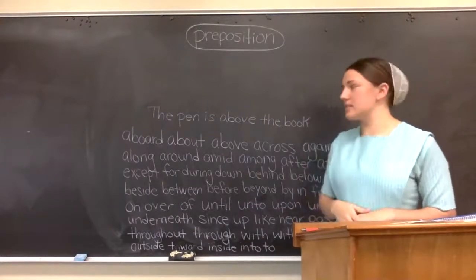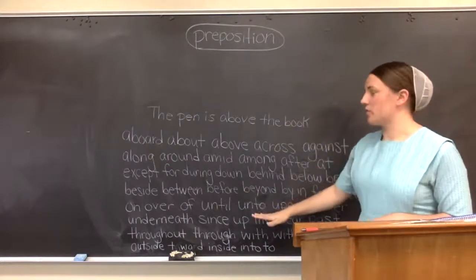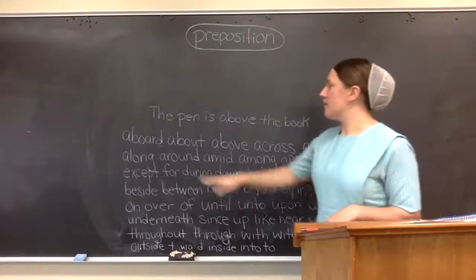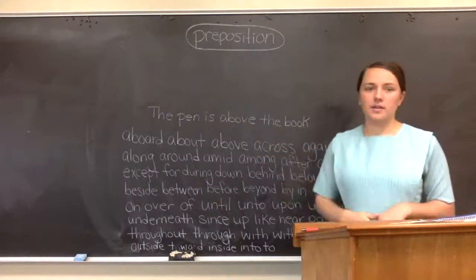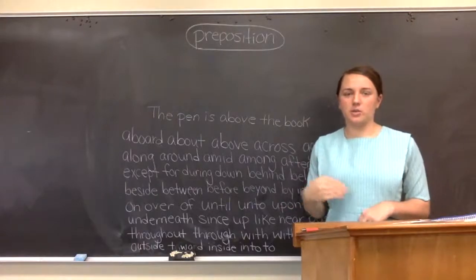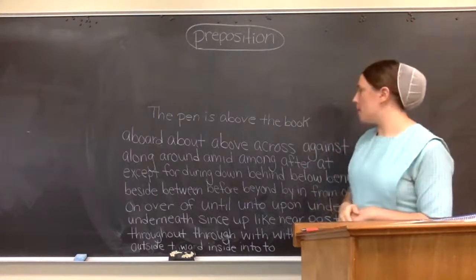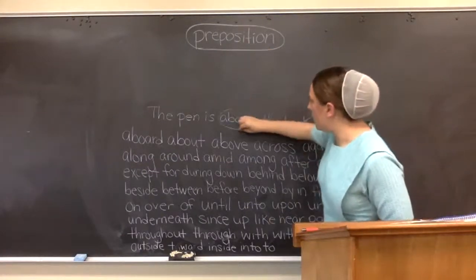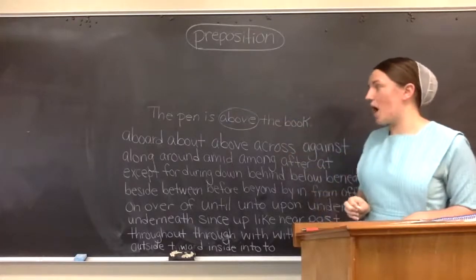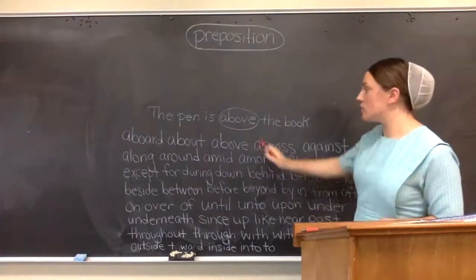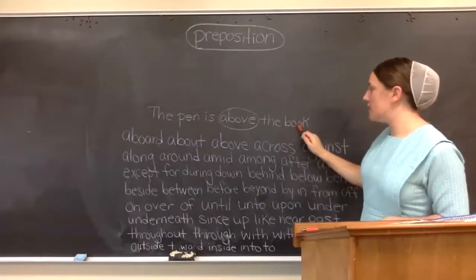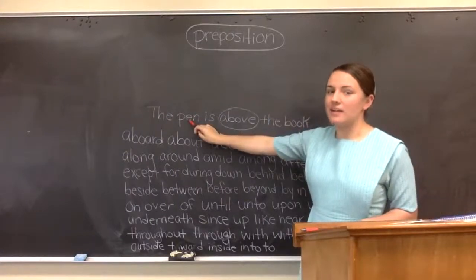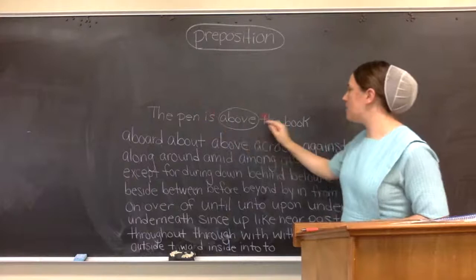Now, if that did not make sense, let's look at this. I think these are all a little bit crooked, so pretend they're not, okay? I have a sentence here. The pen is above the book. That's kind of a strange sentence, but you'll know why I used it here soon. In this sentence, we do have a preposition. The word above is a preposition, and this is why. Above shows the relationship between this noun that comes after it and another word in the sentence, which is pen.